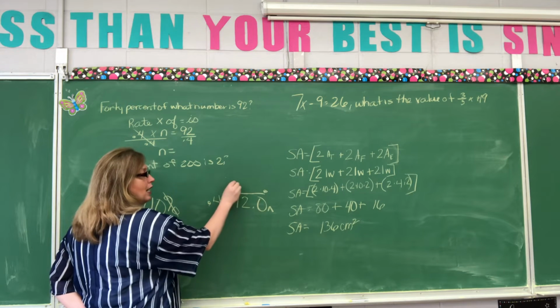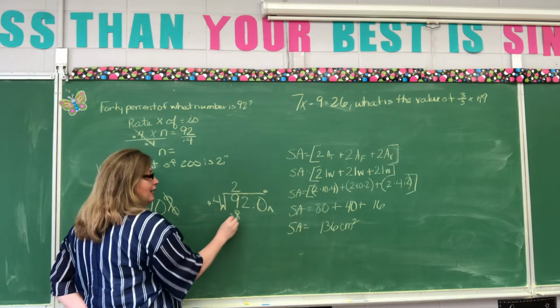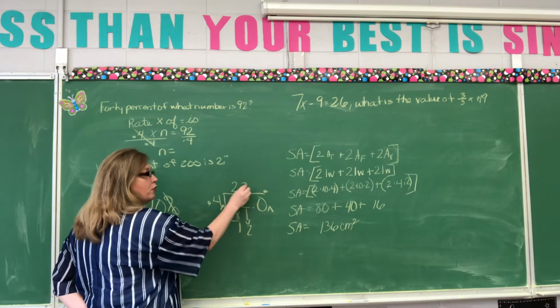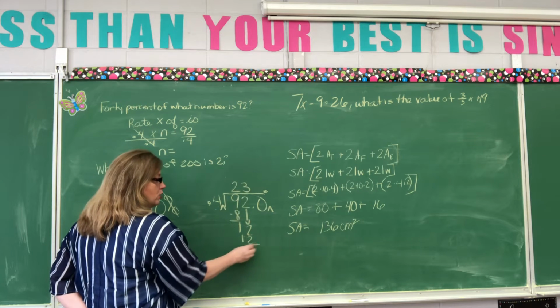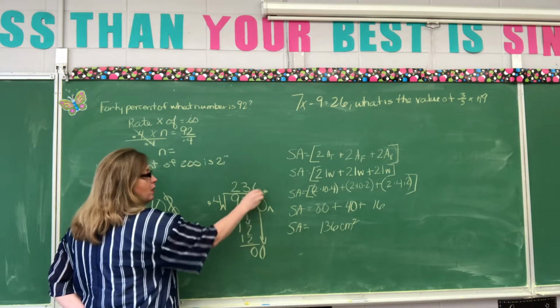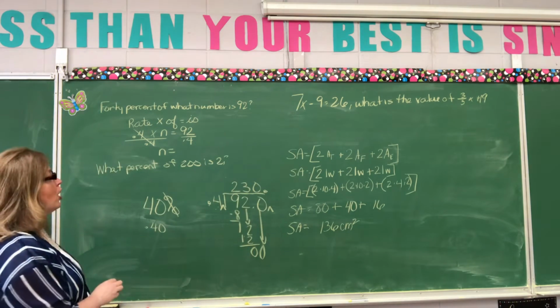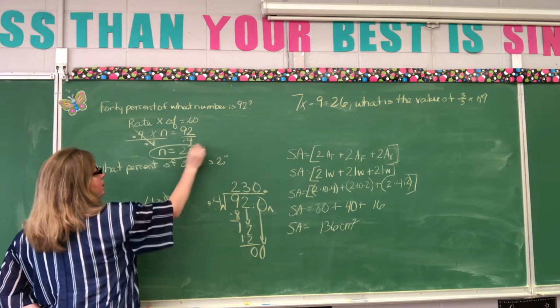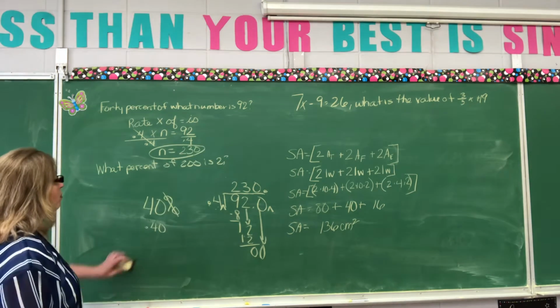Now, 4 goes into 9 2 times, that's 8, giving us 1 left over. Bring down our 2. 4 goes into 12 3 times, that is 12, giving us a 0. Bring down our 0. 4 goes into 0, 0 times. So n equals 230.